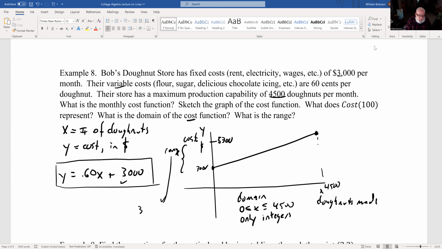So domain is left and right. In this case, that's how many donuts they can make, between 0 and 4,500. And range is the minimum cost, which is 3,000, up to the maximum cost, which is 5,700.